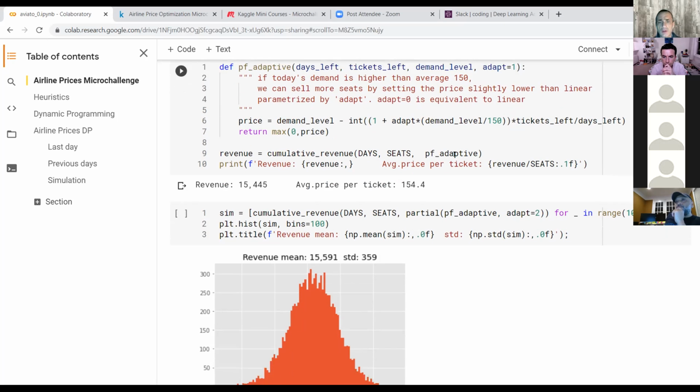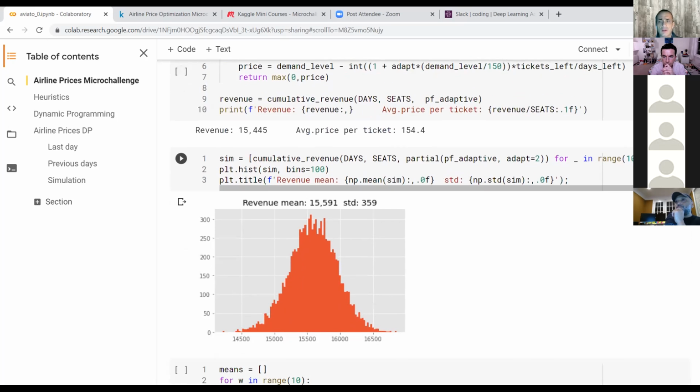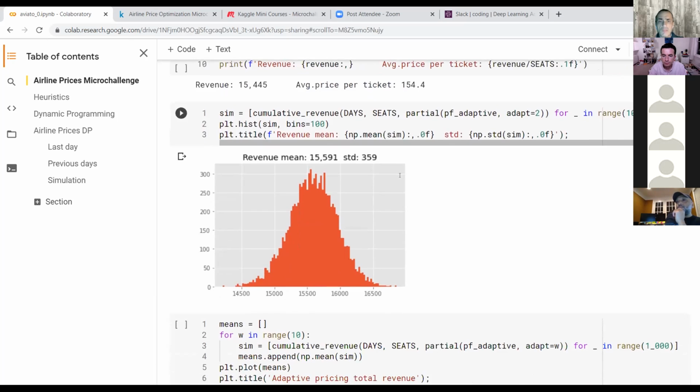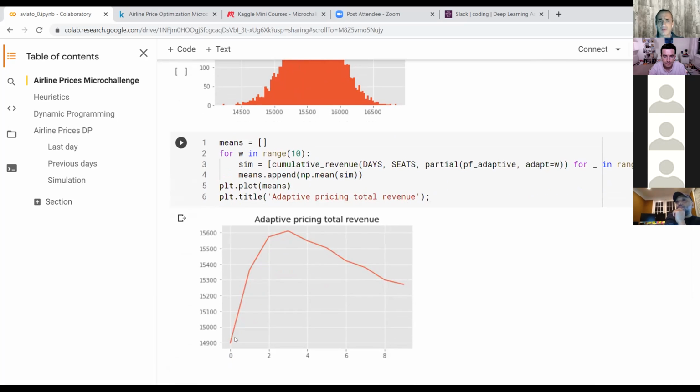And I just took adapt level 2, and again ran 10,000 simulations, and this is what we get, like $156 per seat for this particular adapt level 2, which is slightly better than the linear. And then I tried the same thing for different adapt levels. So basically, this 156 is basically as good as it gets.